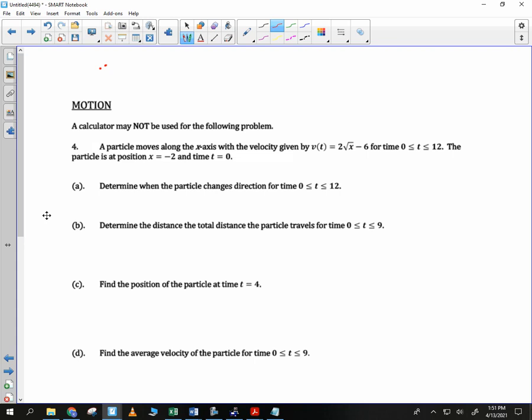What's different about this problem? You can't use a calculator. Do you think you could do it if you couldn't use a calculator? She's saying no. Let's do it together. It says determine when the particle changes direction. Can you remember from what we just talked about? When does the particle change direction? Sign changes for velocity. We're going to find out where the velocity changes sign, right? When is velocity equal to 0?